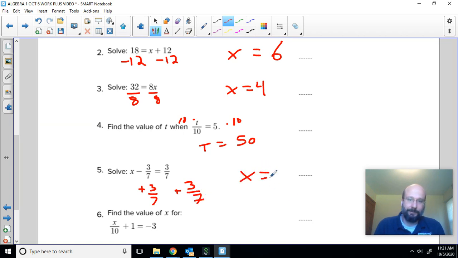So x would equal 6 over 7, right? If you don't know how to do this math, 3/7 plus 3/7, you can use Desmos and check your answer.